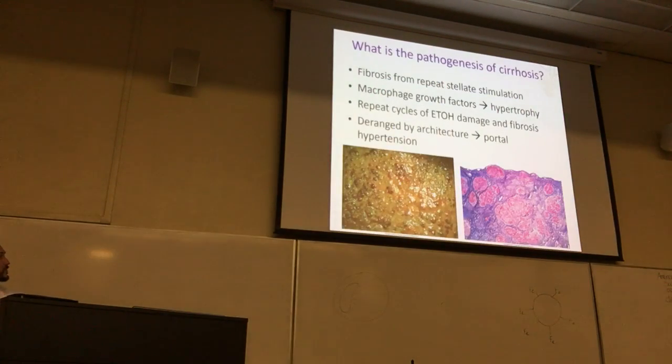And as we continue the exposure, and now we move into cirrhotic liver, now we actually have fibrosis from repeat stellate stimulation, those stellate cells. We get macrophage growth factors being released, those Kupffer cells, and that actually causes hypertrophy of the liver itself. It enlarges. We get repeat cycles of alcohol damage and resulting fibrotic changes, and then we get complete rearrangement of the architecture and even the portal hypertension that ensues.